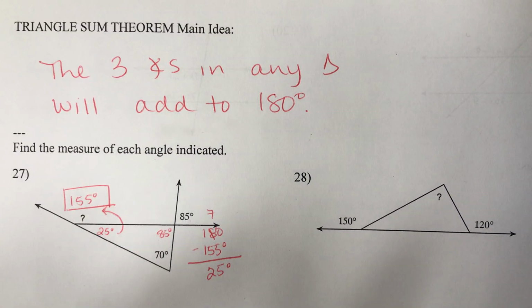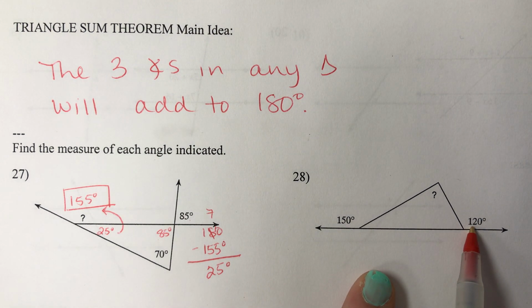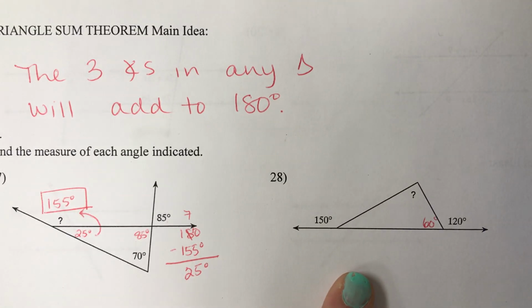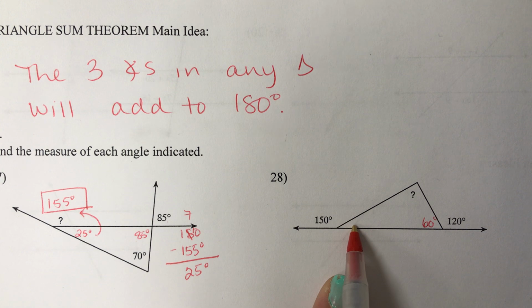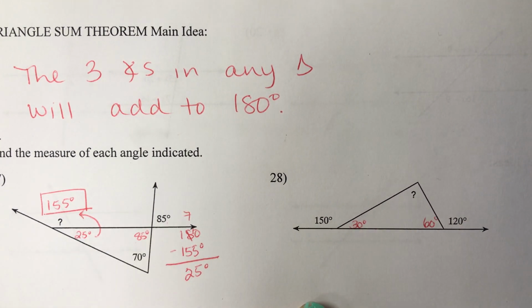Okay, coming over here, we can use a similar process. We know that 120 is going to be supplementary with this angle here. So that means this has to be 60 degrees. Same thing over here, we have 150 and its supplement, leaving 30 to get to 180. I'm just doing some mental math.